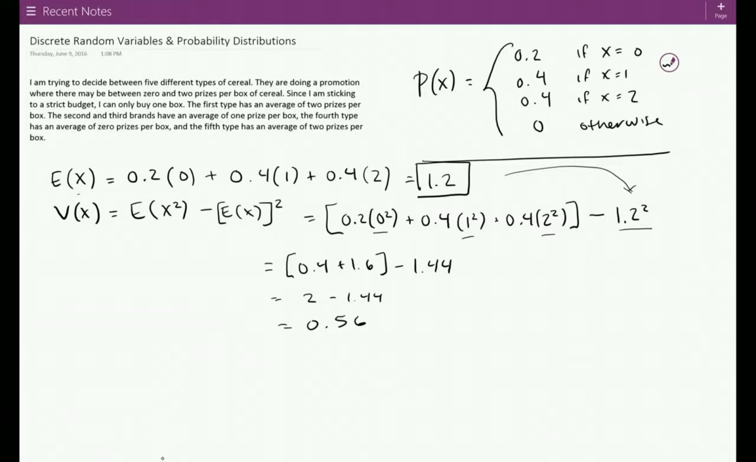And this will directly lead to our standard deviation, 0.75.